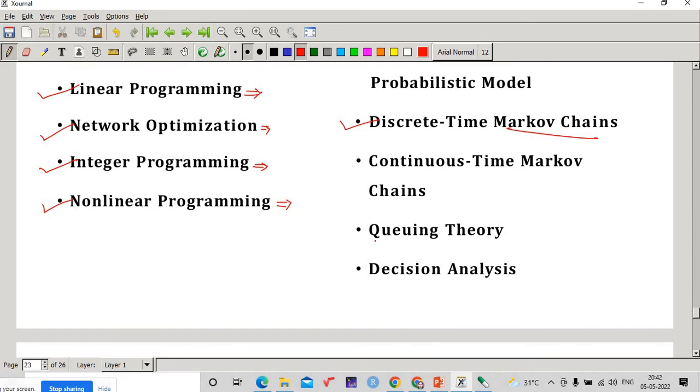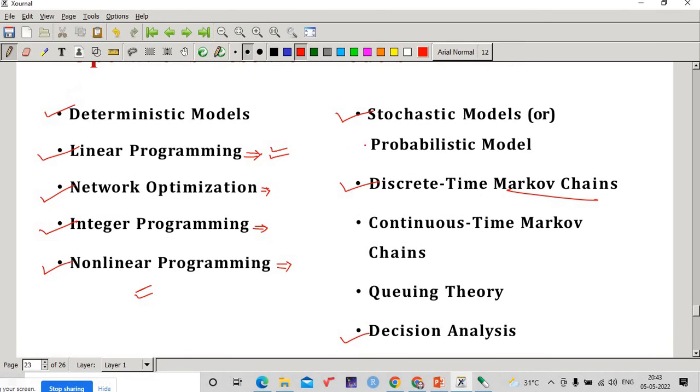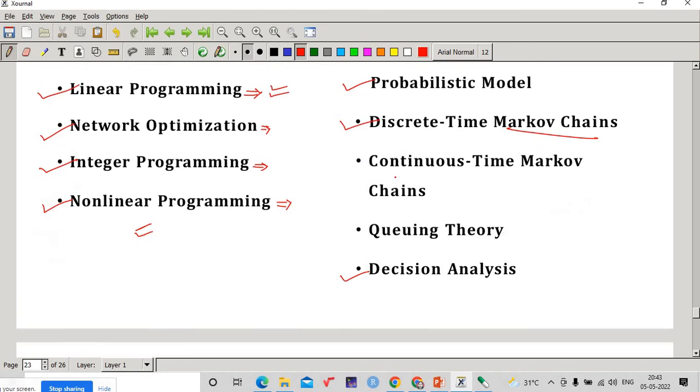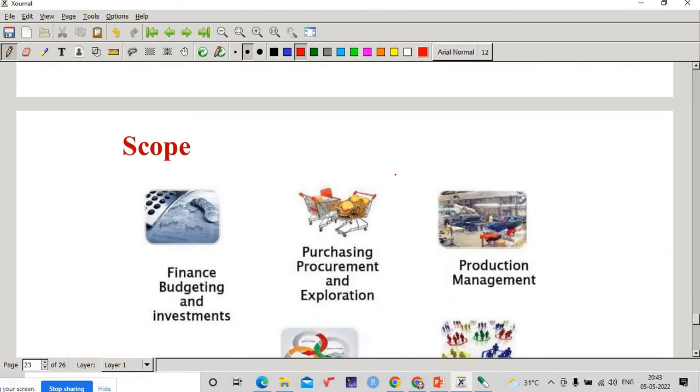Queuing theory is not included in our syllabus. Decision analysis is not included. Transportation problems come in linear programming. Assignment problems come in linear programming. Non-linear programming I told you. Game theory also addresses the probabilistic model a little bit. तो ये included है हमारे यहाँ पर. So ये सारे मॉडल्स हम पढ़ने वाले हैं हमारे पूरे सिलेबस में.